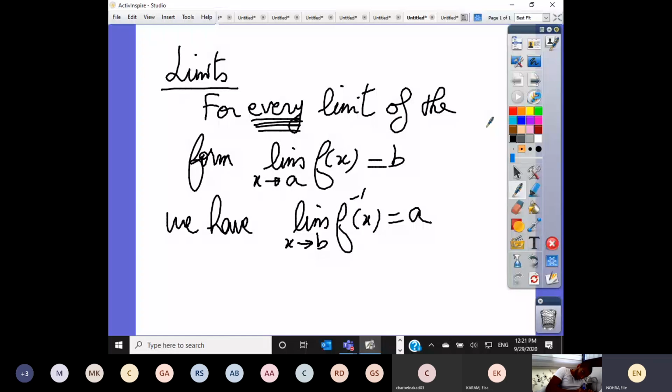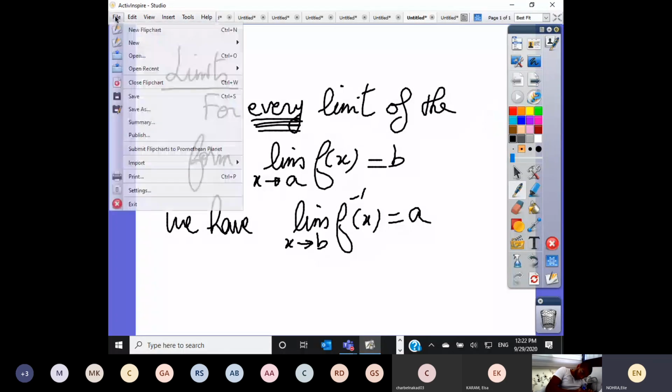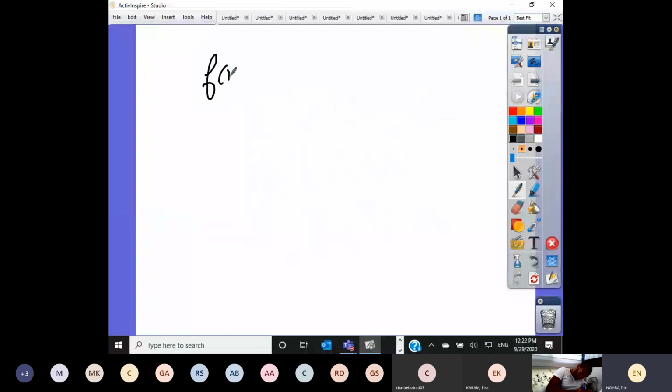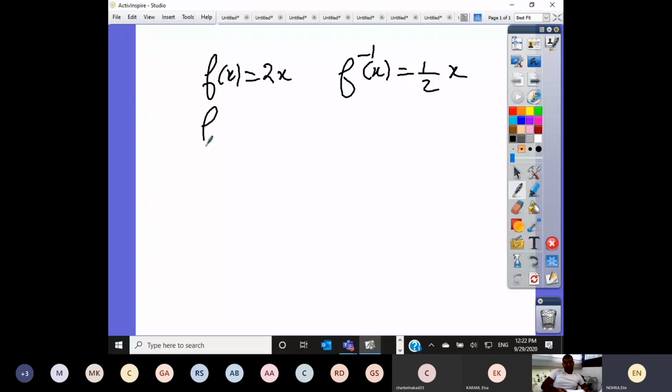If you remember, I told you a moment ago: if f of x equals double of x, then f minus 1 of x is half x, because it's the opposite. If f of x equals 2x, then its inverse is half, the opposite of double. If f of x is 3x, then f minus 1 of x is 1 over 3x.